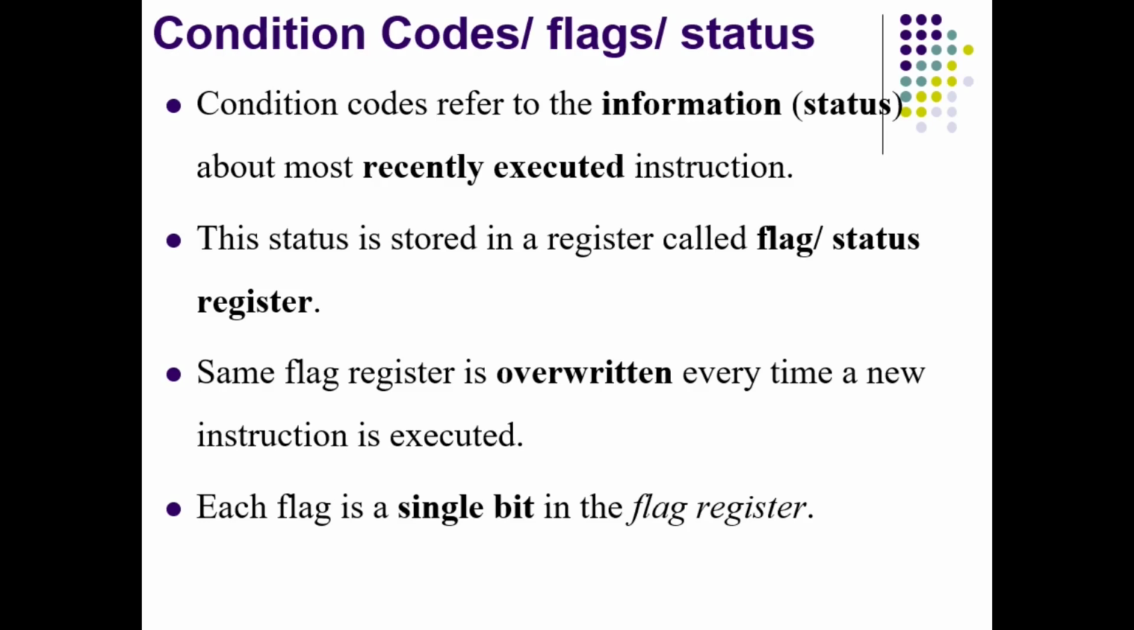The status of every instruction is stored in a single flag register. There is a dedicated register in every processor to store the status of every instruction executed. But we should know that there will be only one flag register. So every time a new instruction executes, its status will be overwritten on the status of the previously executed instruction. As soon as the instruction is executed successfully, the status is updated in the flag register. Once a new instruction is executed, the previous status is gone. It will be discarded.